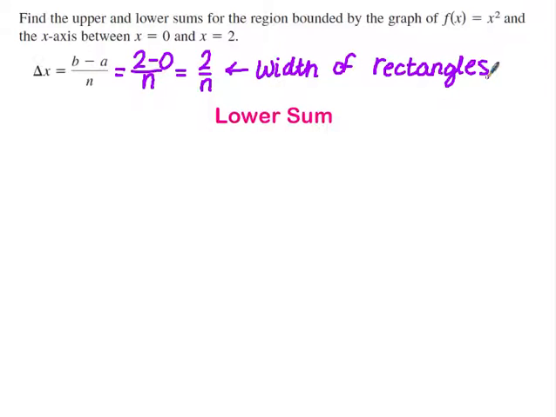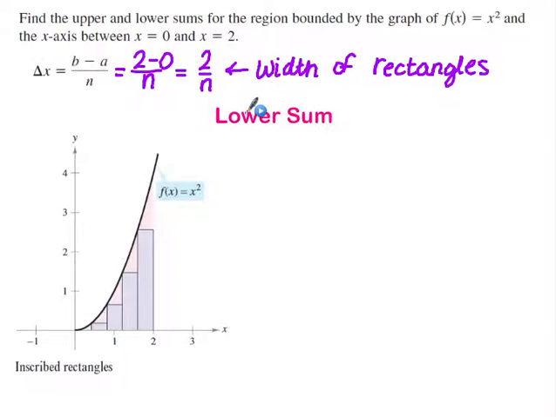Okay, now I don't have a specified width like I did, 2/5 on each one, because I'm doing all the possible rectangles. And so now what we're going to do in this problem is find the lower sum. All right, so I know that the area of a rectangle is width times height, or length times width, same thing. And so what I'm going to do now is find the height of the rectangles. So let's go ahead and look at this.